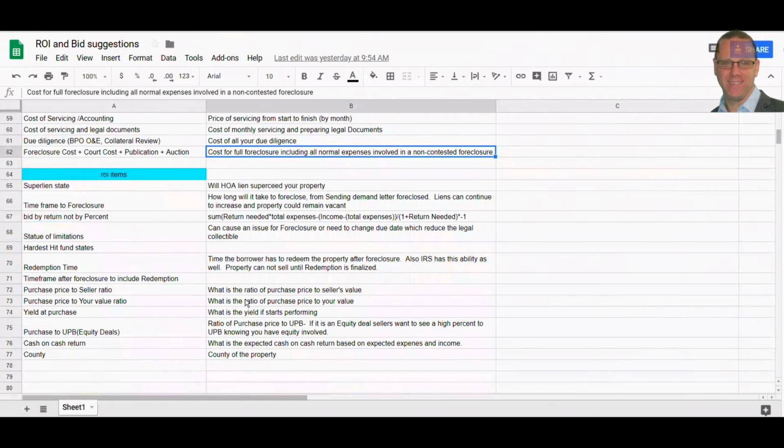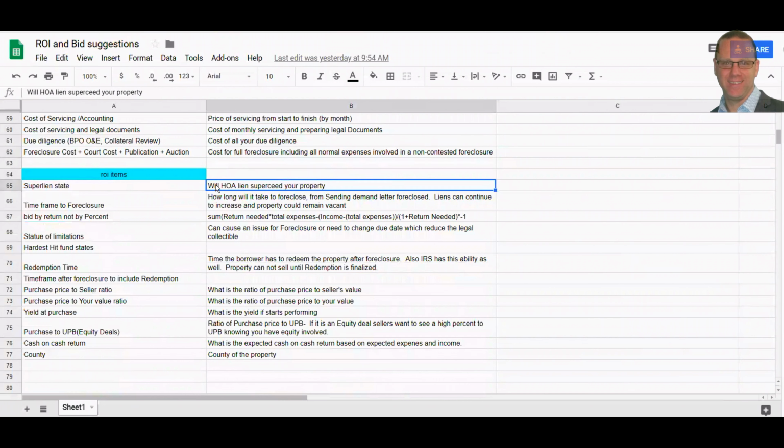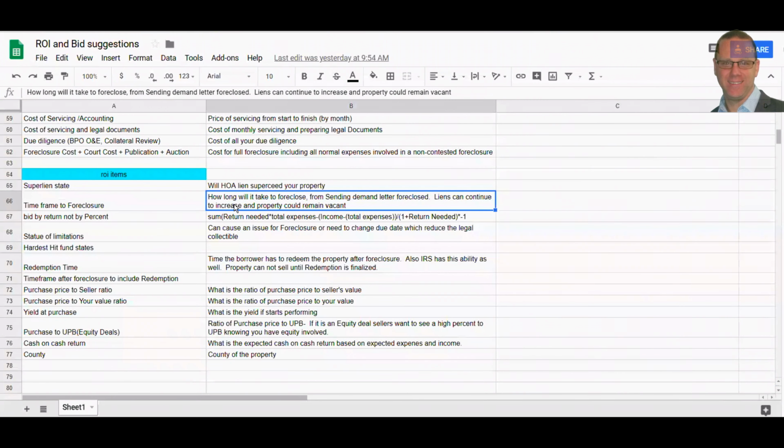So some of the items that we include in our ROI calculator as well is not from the tape. It's either a factor we calculate or pulling from a chart that we have. So super lien states, right? So will the HOA supersede your property? Time to foreclosure. How long will it take from sending demand letters to actual auction?